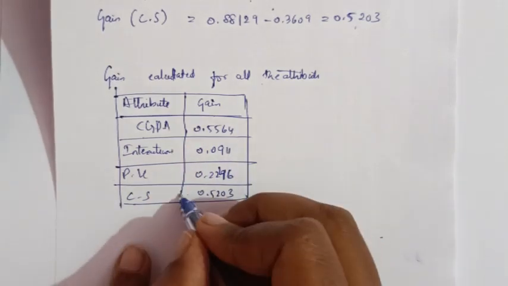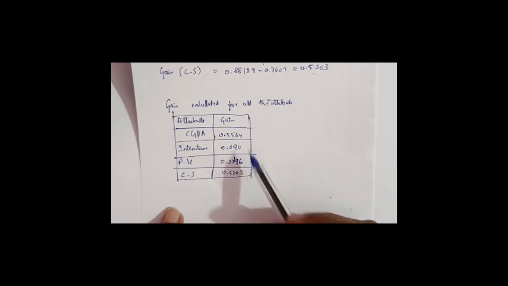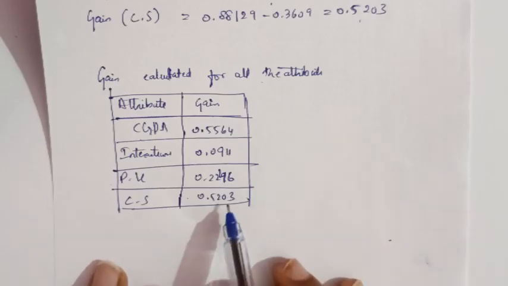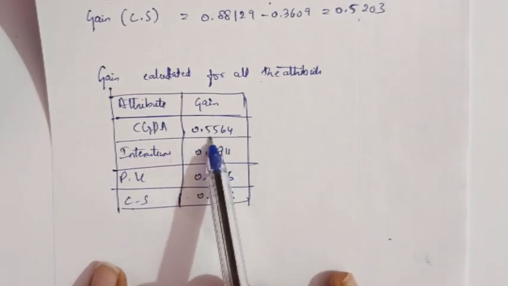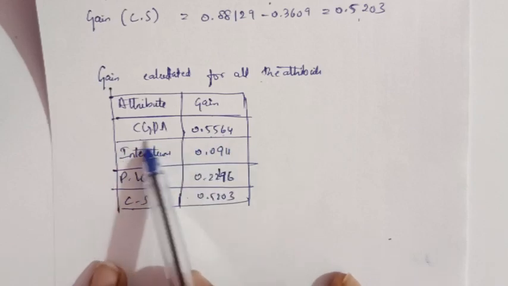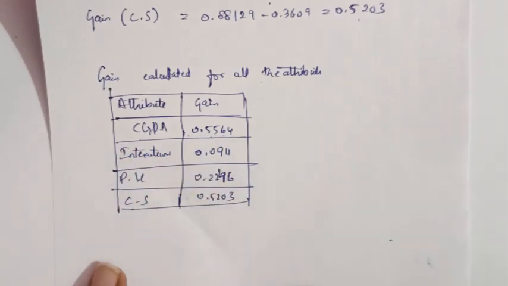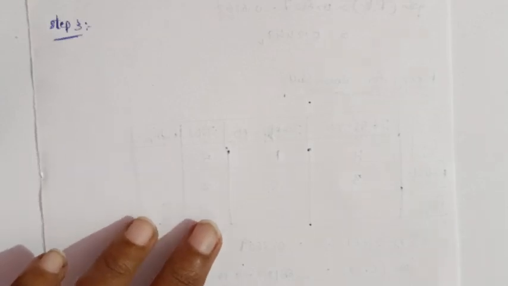Now we have to perform the third step. In the third step we have to draw the decision tree for iteration 1, which we have solved until now. From this table we have to choose the attribute which has the maximum gain. Here you can see that CGPA has the maximum gain, so we have to take CGPA as the root node and construct its subnodes.